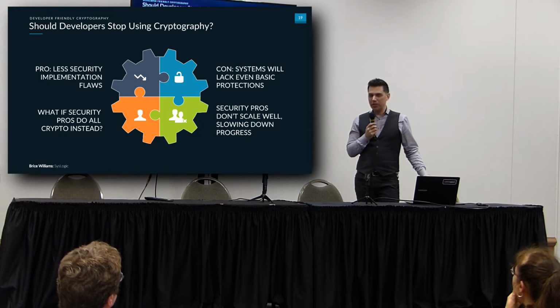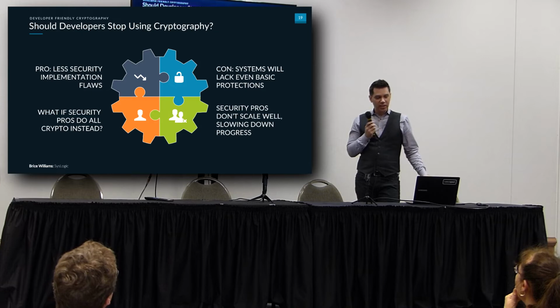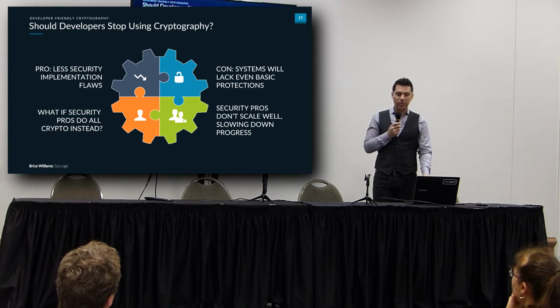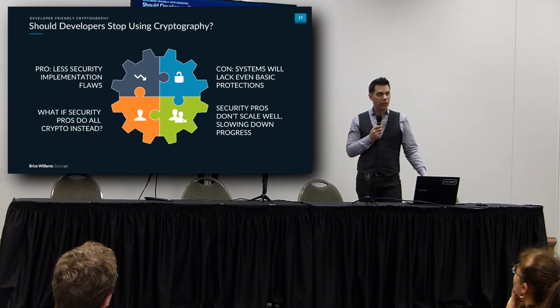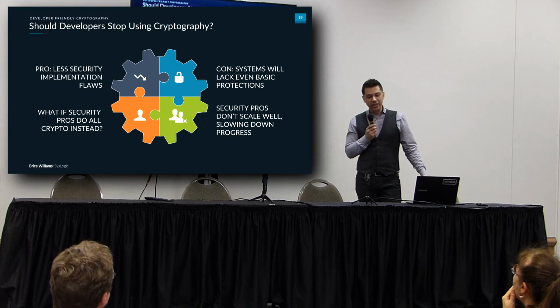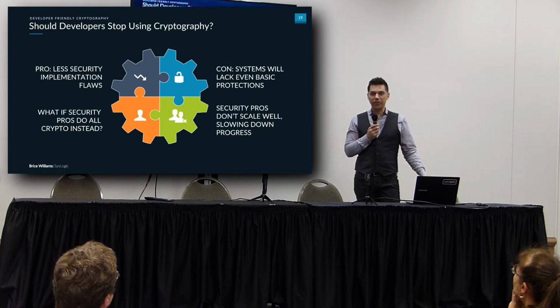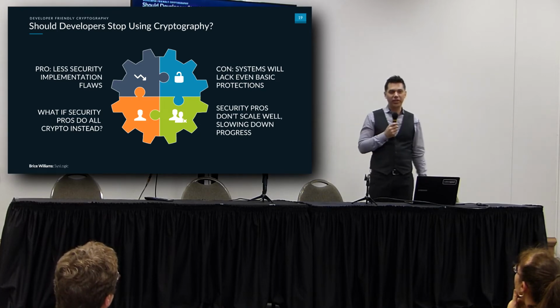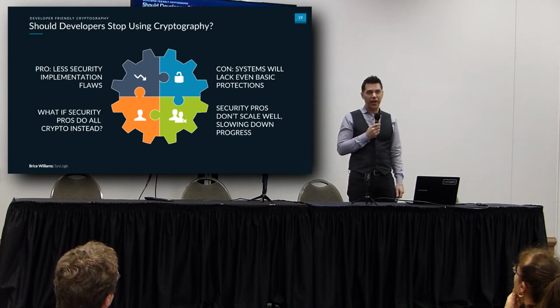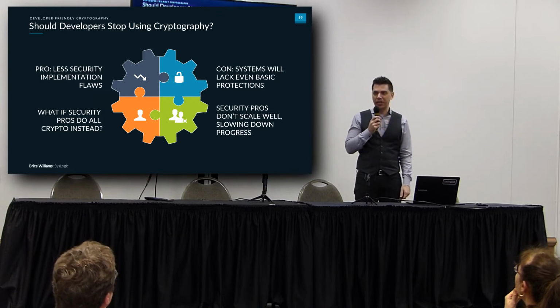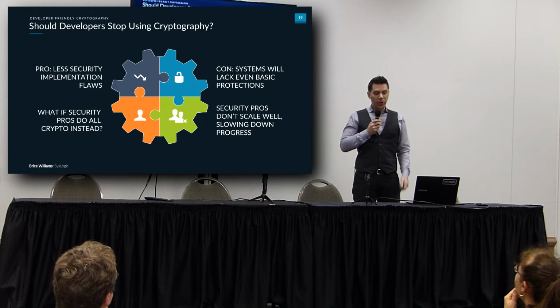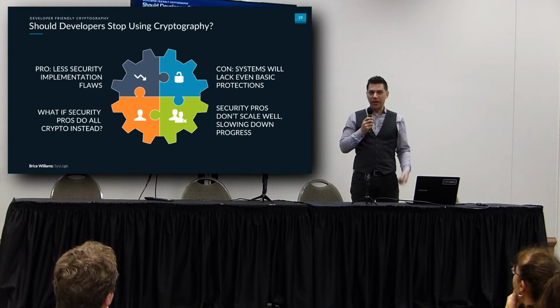So does that make sense? Do we tell developers to stop using cryptography? Clearly, one pro of that approach is to have less security implementation flaws. Con is, of course, then your systems will lack even basic protections. They're not going to use any kind of cryptography, and so then it's more obvious that you've got a lack of security protection. So what if security pros do all the cryptography work instead?